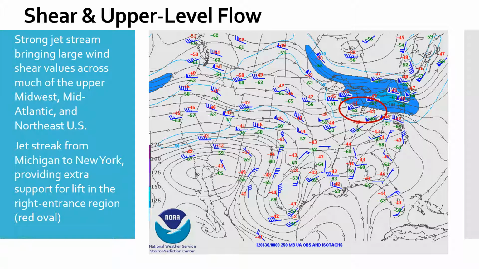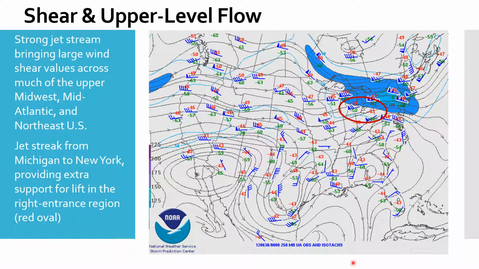Starting with our first ingredient, shear, in our upper level flow, here is an observed 250 millibar map which shows winds and streamlines across the United States. We can notice that there is a strong jet stream across much of the northern United States, and the jet streak, or blue shading, shows us that there's an area of pronounced stronger winds across the northeast United States and even dipping down into the mid-Atlantic.